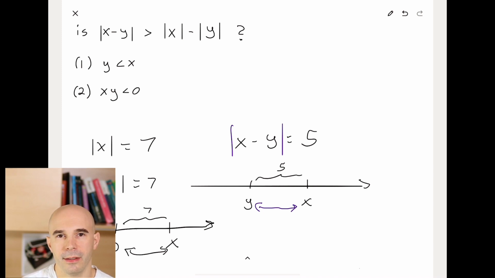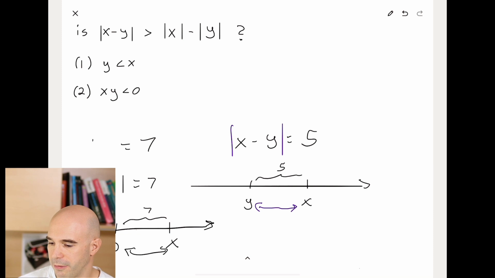And I find this to be a much, much better way to think about absolute values in general, and especially for the GMAT. Any algebraic inferences can be secondary to the diagram, to the number line. First of all, draw the number line and think about how far apart things are based on the absolute value. Then if you need to, you can make algebraic inferences from that.